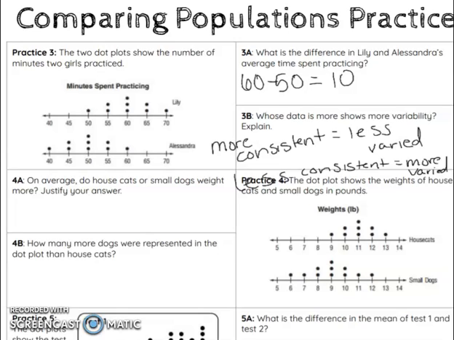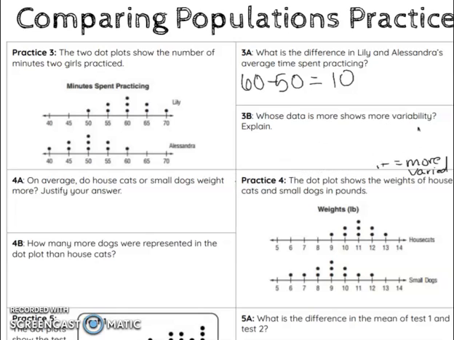So with the way this data is for both girls, they are spread out the same amount. Their dot plot looks exactly the same. So we're going to say that they have the same variability.